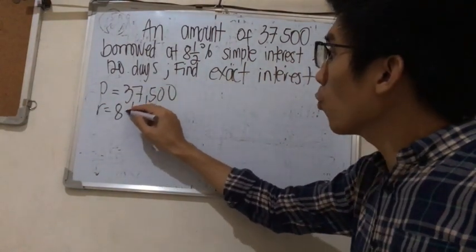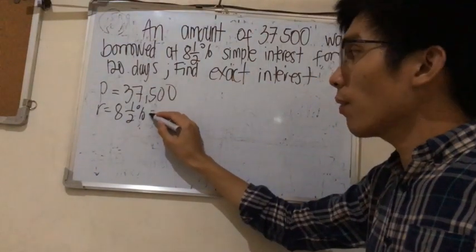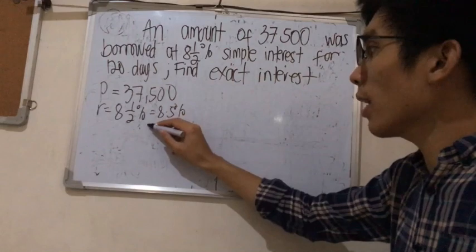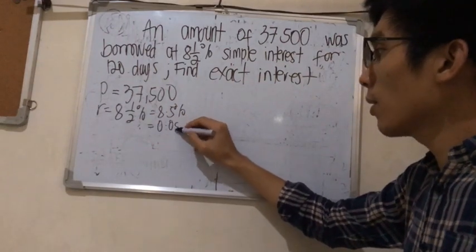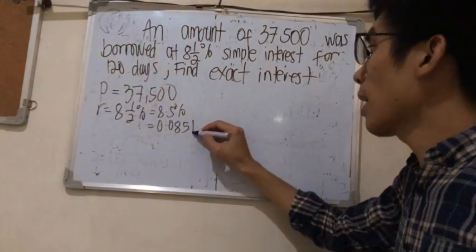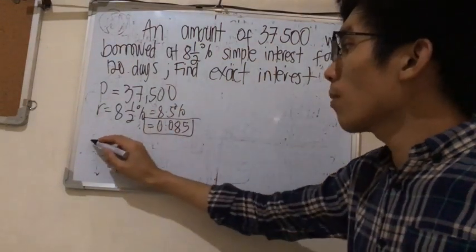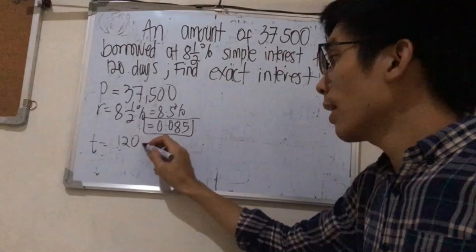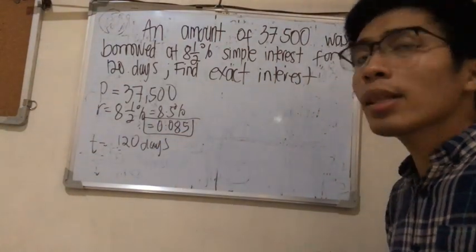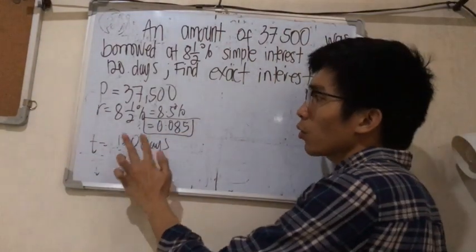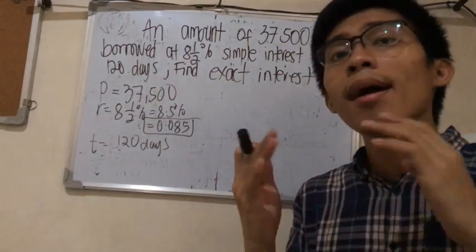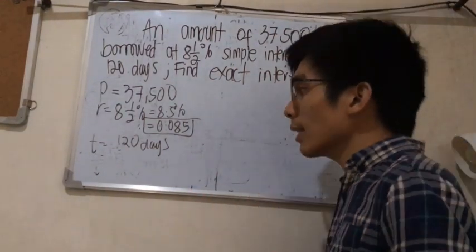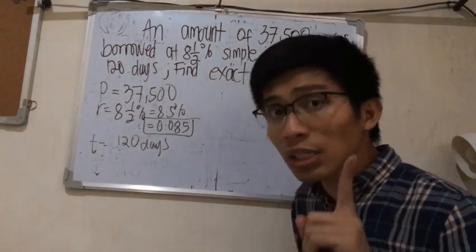That is 8.5%, or that is equivalent to 8.5% divided by 100, which is 0.085. So this is my rate now. And what is my time? The time here given is 120 days. Take note, do not substitute 120 directly into the formula I = PRT, because it will assume that 120 is in years. Since that is in days, we have to convert it first into years.